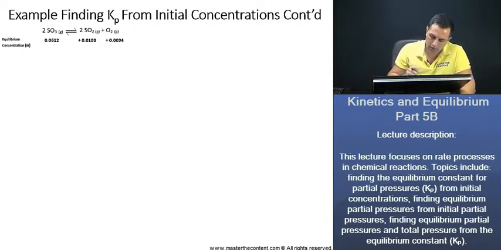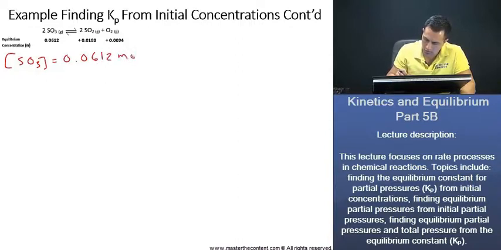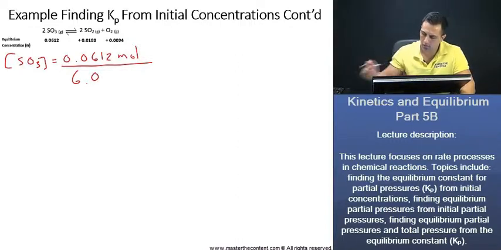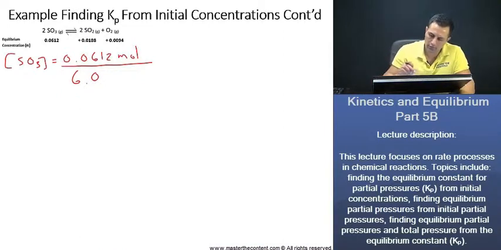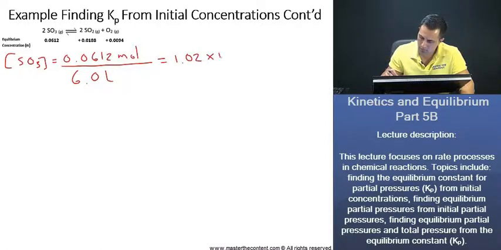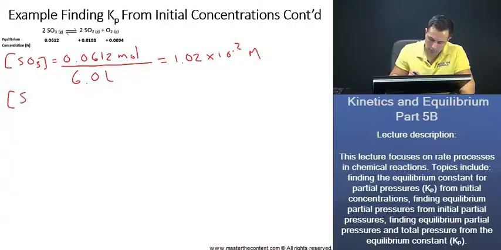Okay, we'll begin here with sulfur trioxide, which we see as 0.0612 moles over, remember we said that we had 6 liters. We go back, we were told that in a 6-liter reaction vessel, that's where I'm getting this 6 from. Once you do the math on that, you're going to end up with a value of 1.02 times 10 to the power of -2 molarity. Wonderful. Now we can do the same for the sulfur dioxide.